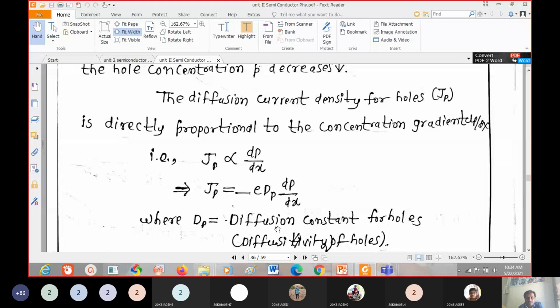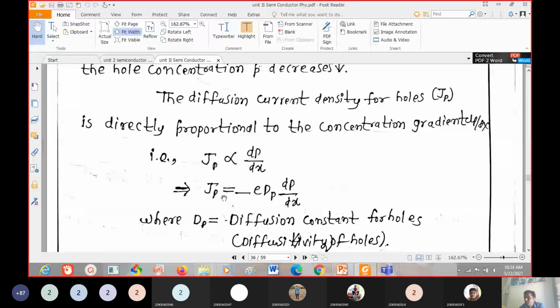If you want, you can search for the Einstein relation in the book, but that is not required for you. By using that Einstein equation, we can calculate the diffusion constant value for a particular material. Now Jp is equal to minus e into capital Dp into dp by dx. This is the current density of the holes.